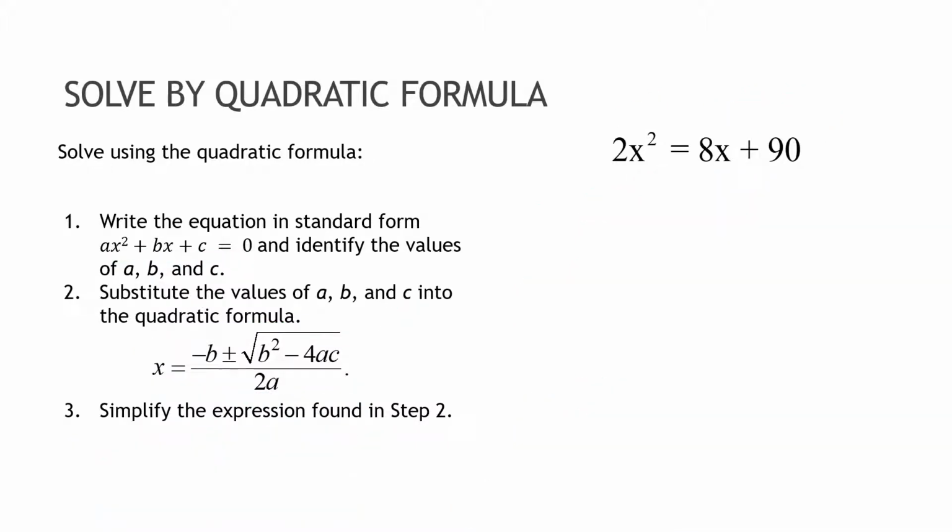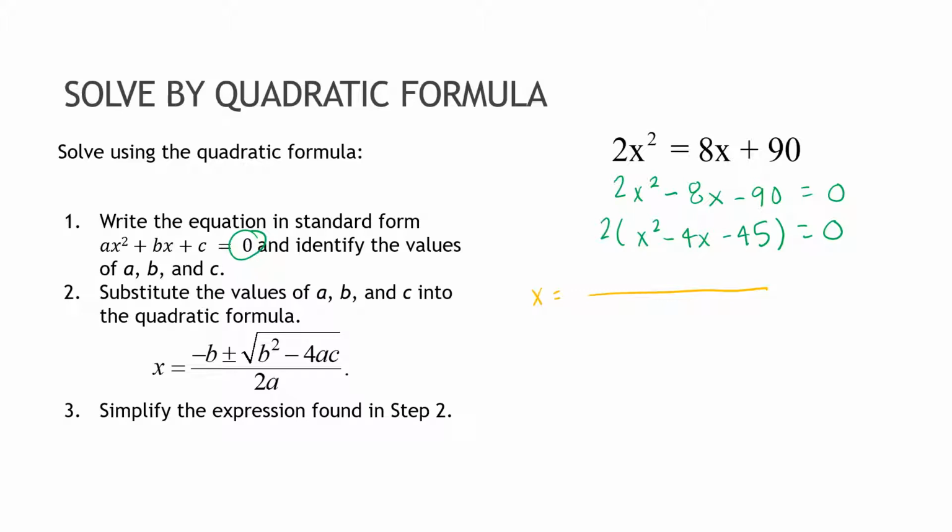Let's try another one together, and then you'll try one on your own. Again, first thing I want is everything to one side. So I'm going to rewrite this, and again, it has to be equal to 0. So 2x squared, I'm going to subtract the 8x from each side, subtract the 90 from each side, and then I'm going to factor out a 2. 2x squared minus 4x minus 45 equals 0. Now I'm going to use the quadratic formula. Again, it's just plugging in values. I'm going to show a little less work on this one.